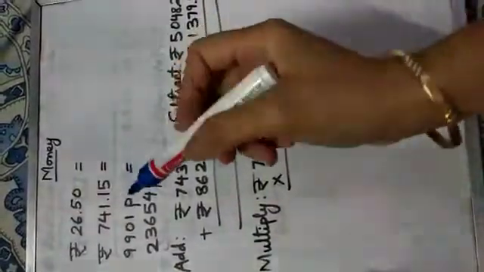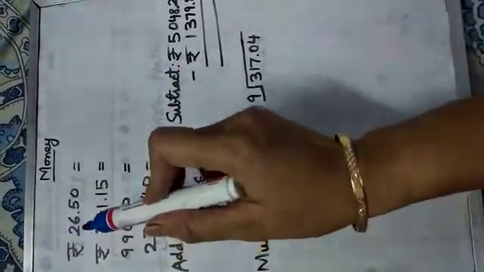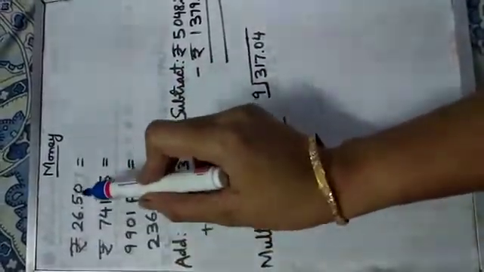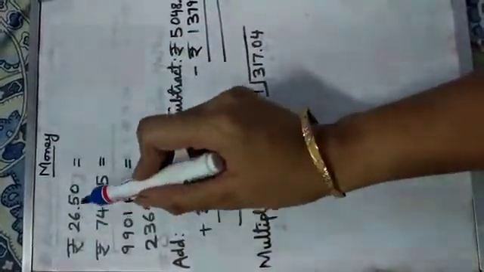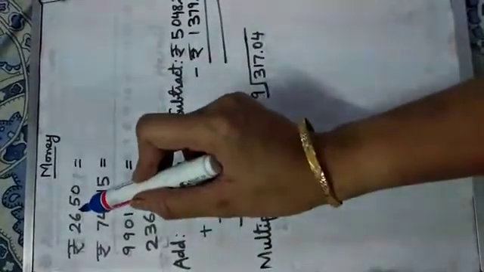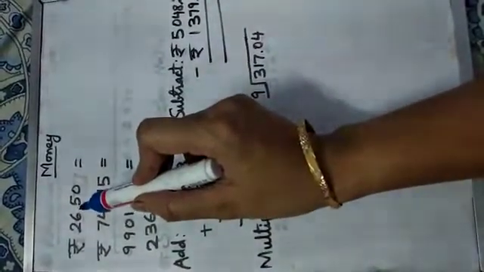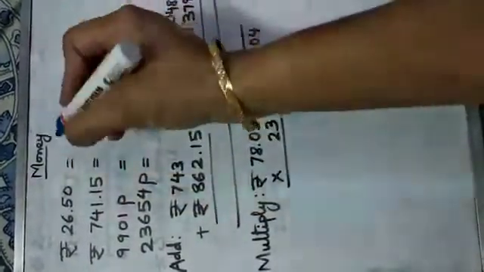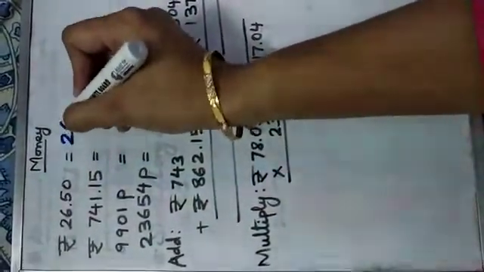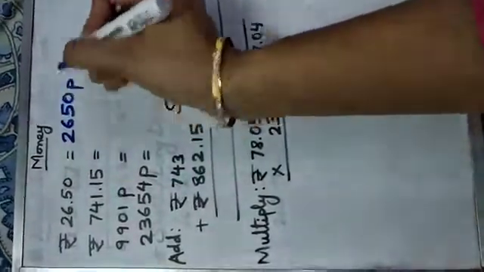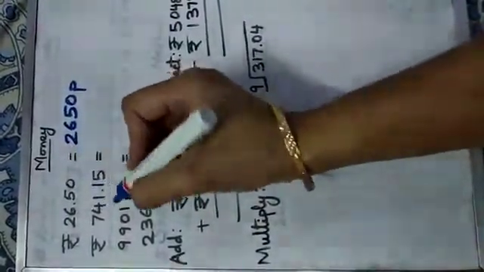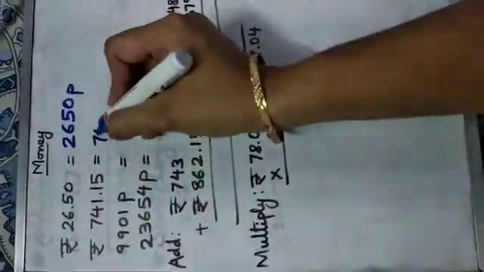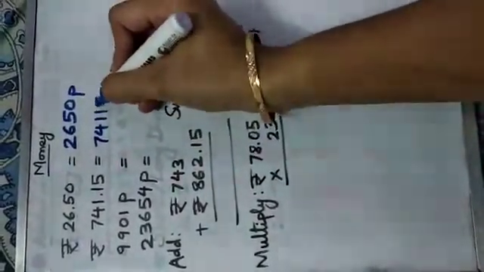Money topic is pretty much easy, as we know that Indian currency is rupees and 1 rupee equals 100 paise. So when rupees is converted into paise, we multiply the amount by 100, and as we multiply by 100 the decimal moves 2 digits to the right hand side. So the paise will be 2650. Or in simple terms, you have to remove the decimal.